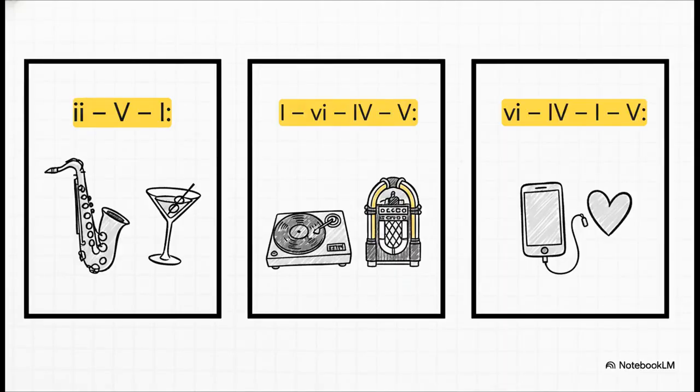But of course, that's not the only story music tells. You have the ii-V-I, which sounds really sophisticated and is basically the foundation of all jazz. There's the classic I-vi-IV-V, which has that great, nostalgic 1950s feel. And if you start on the minor vi chord, you get that emotional, modern pop sound we hear all over the radio. Each one is just a slightly different kind of journey.